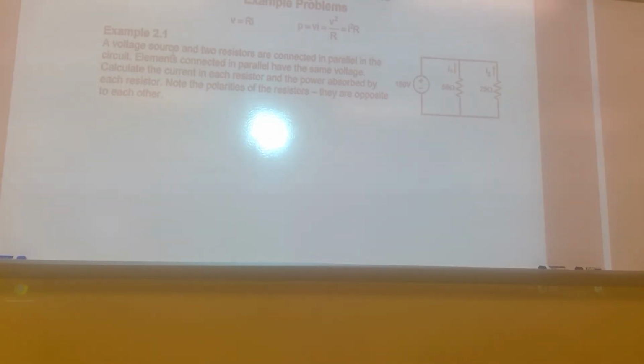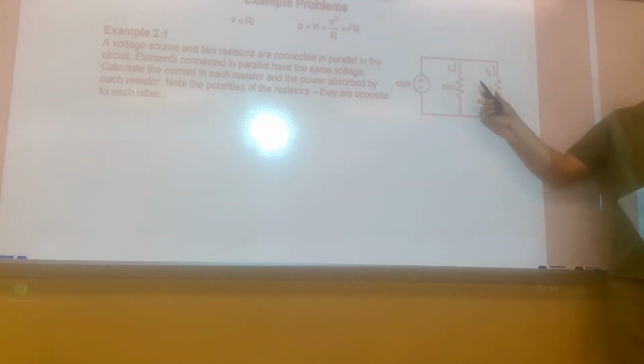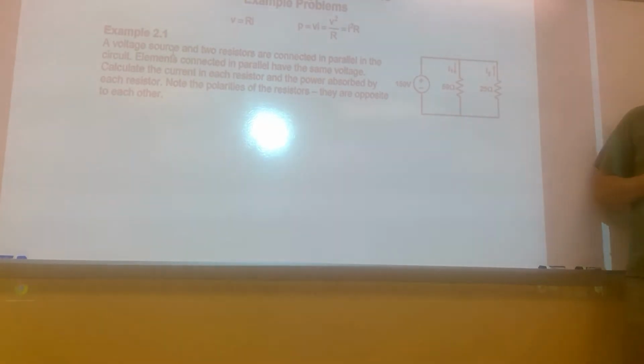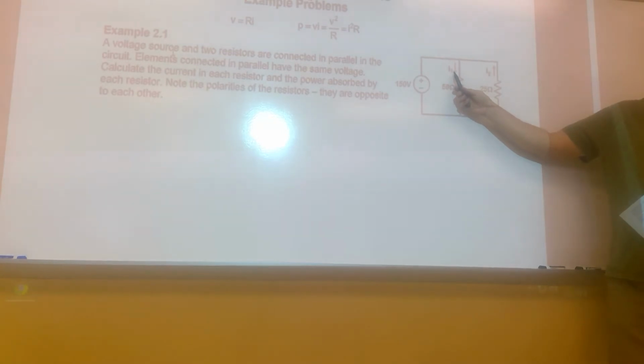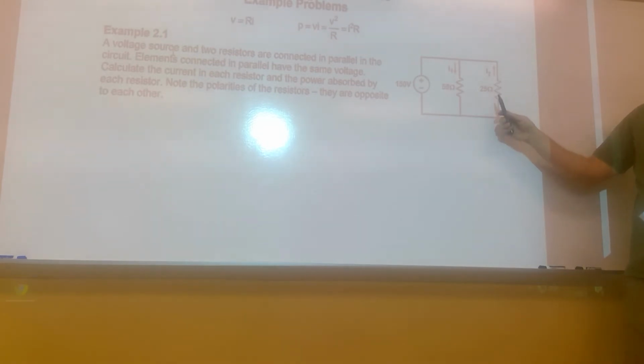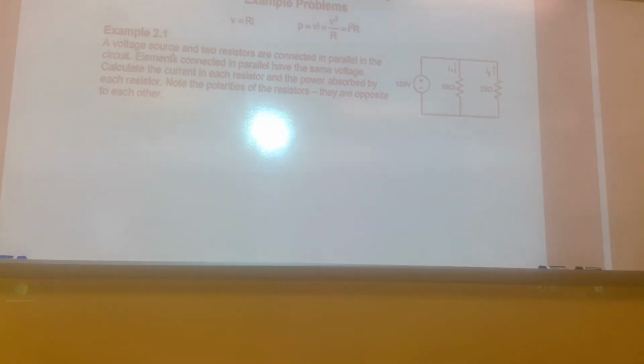What I typically do is I always try to keep to the book's notation if I can. If they label this I1, that means it's got to be V1, P1. If this is 2, that means it's got to be I2, V2, and P2.